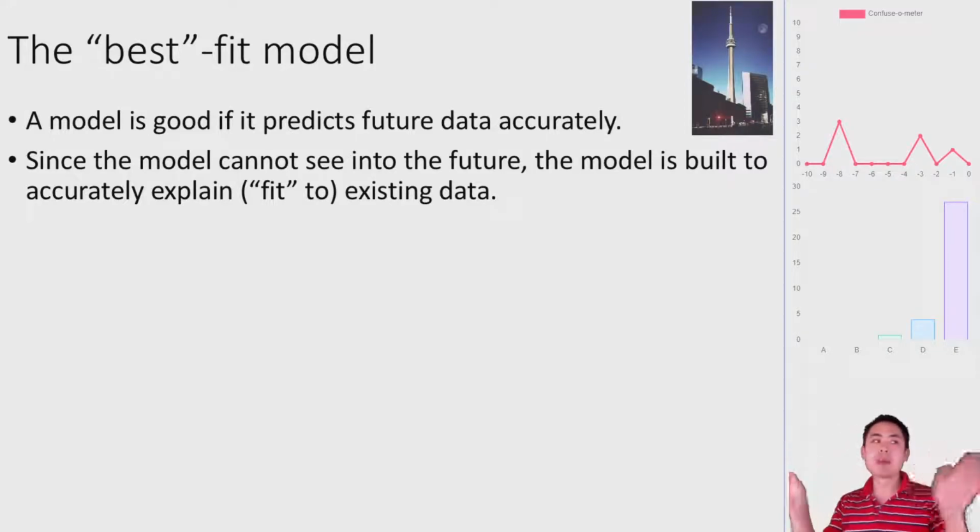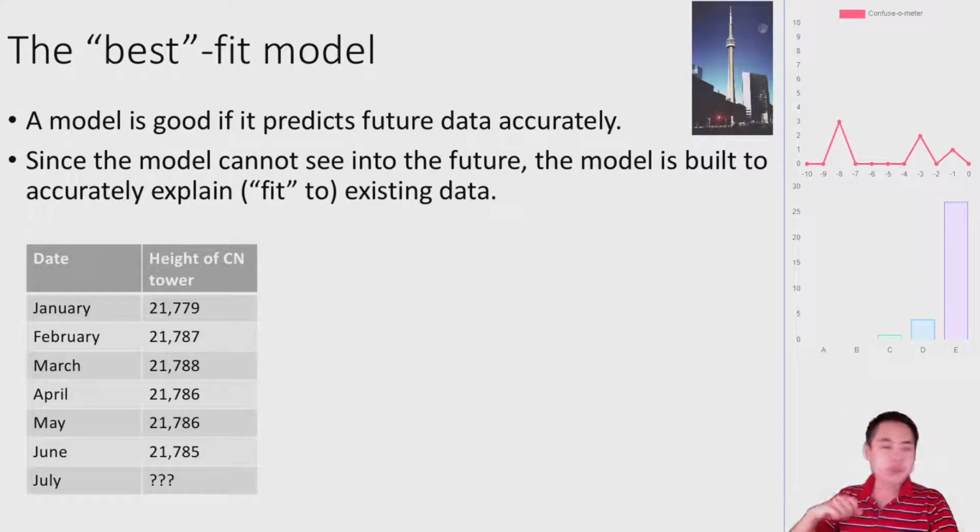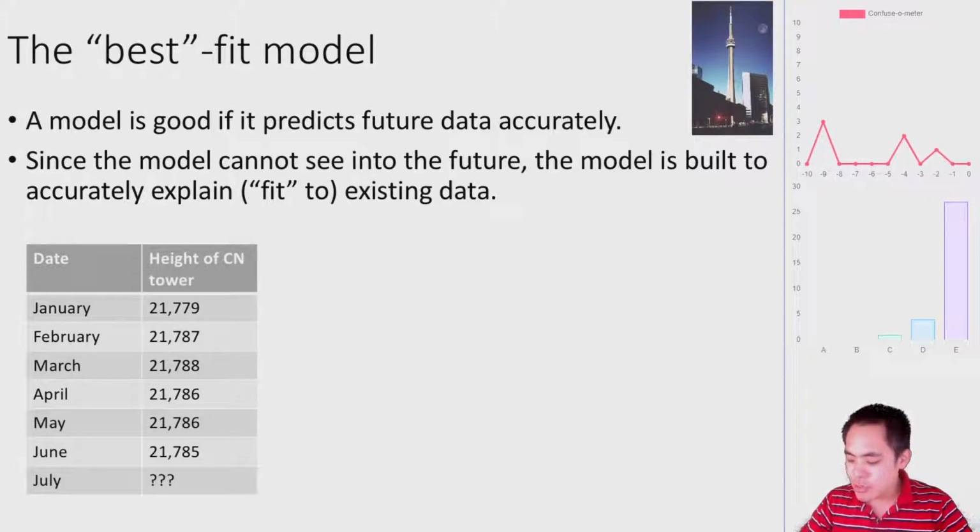So let's suppose we've taken a bunch of measurements of the height of the CN tower. Let's say we've gone out with our yardstick and measured it every single month: January, February, March, April, May, and June, and we get slightly different results. Now let's assume, for the time being, that our model is actually constant. Maybe your assumption is that the CN tower actually does have a constant height, and anything else is an error.